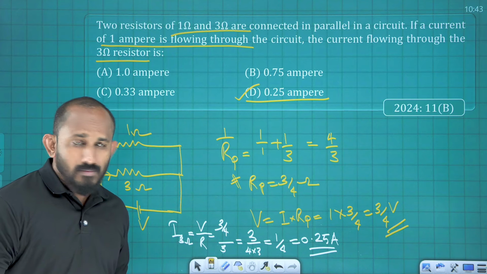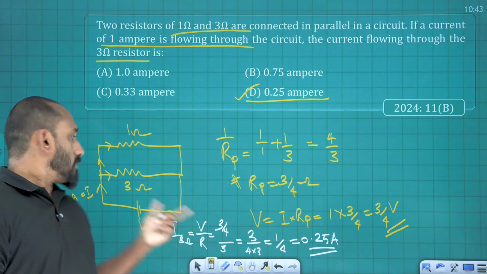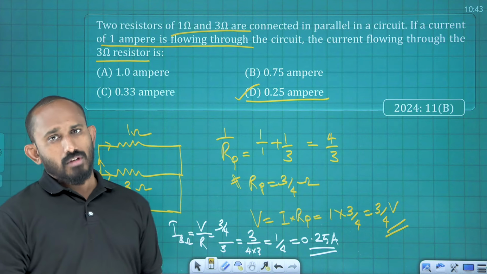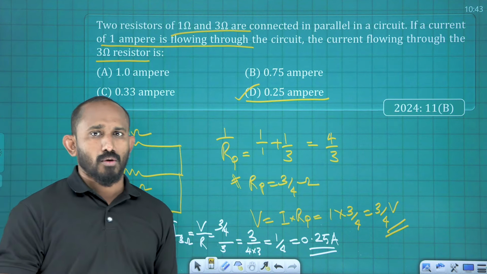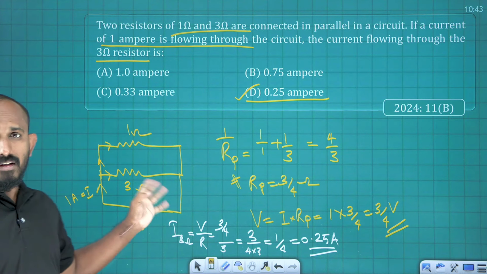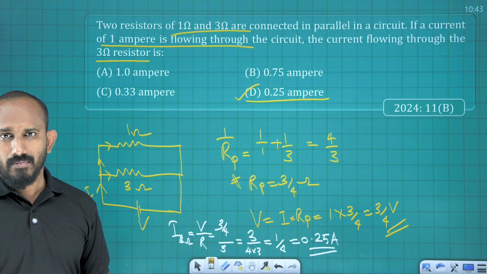So my dears, any method you can use. You can find the voltage across 3 ohm, then find the current through 3 ohm, because voltage is the same in a parallel combination, not the current. If it was a series combination, you could directly find it, 1 into 3. Hope you got it. Let's see the next question.